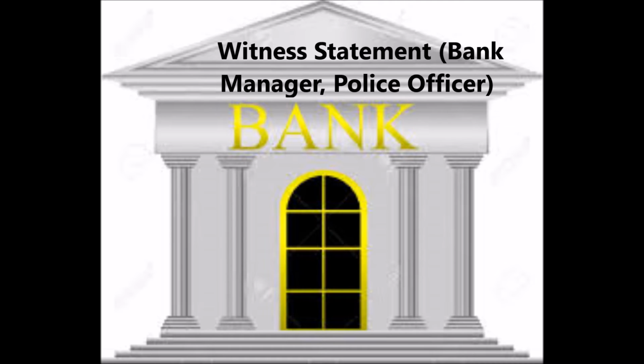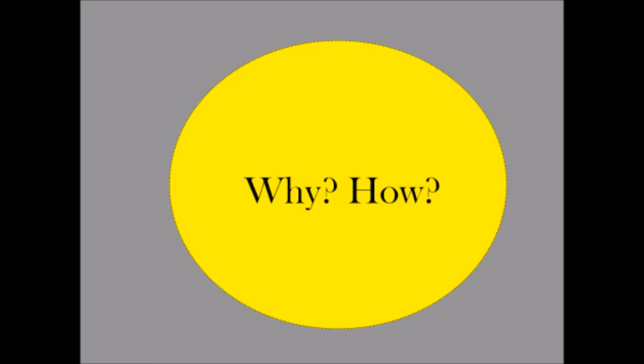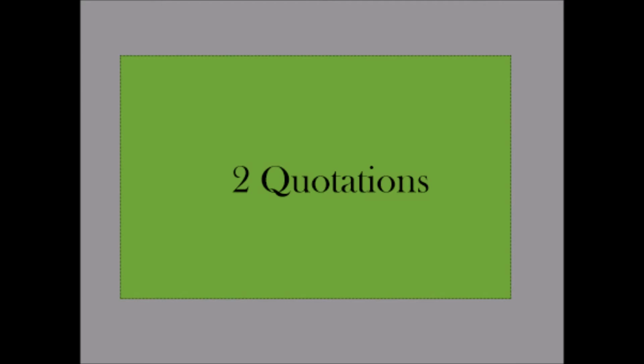So if you still have your highlighter in your hand, take a look back at the page and make sure that the following is highlighted. Under paragraph 1, you should have who, what, when, and where highlighted. For paragraph 2, have how and why. For paragraph 3, highlight quotations.